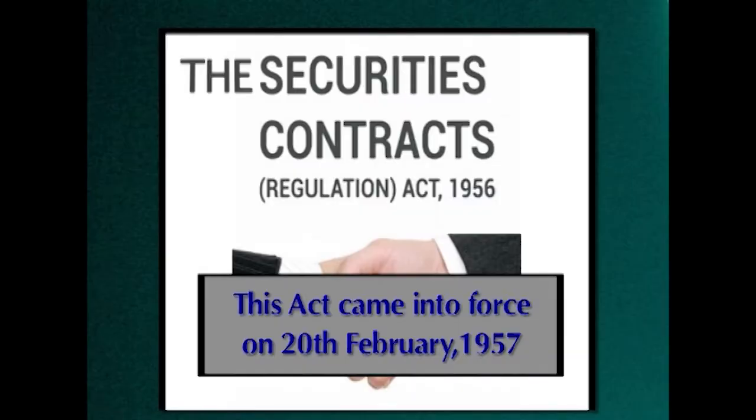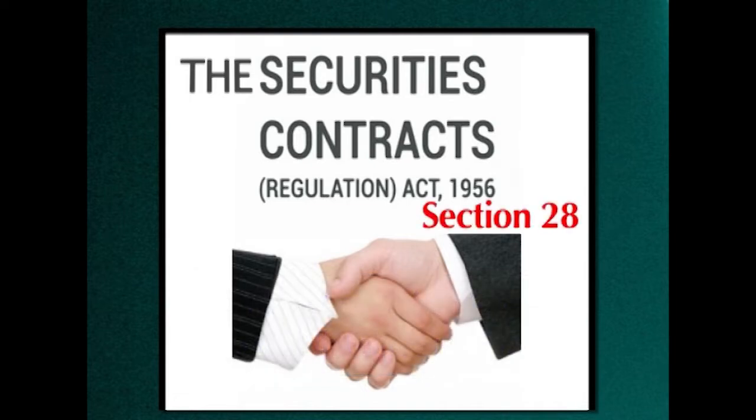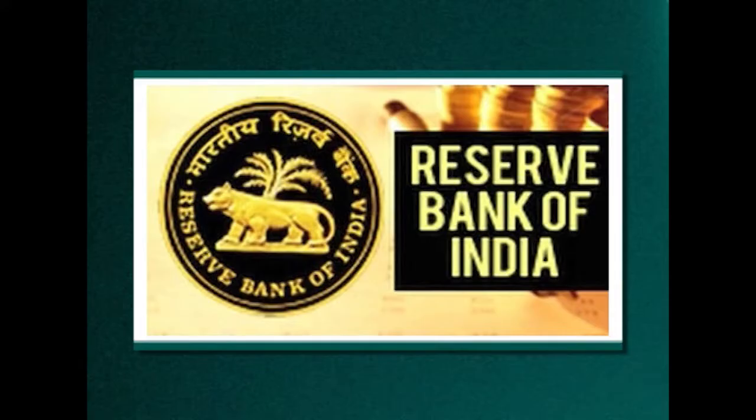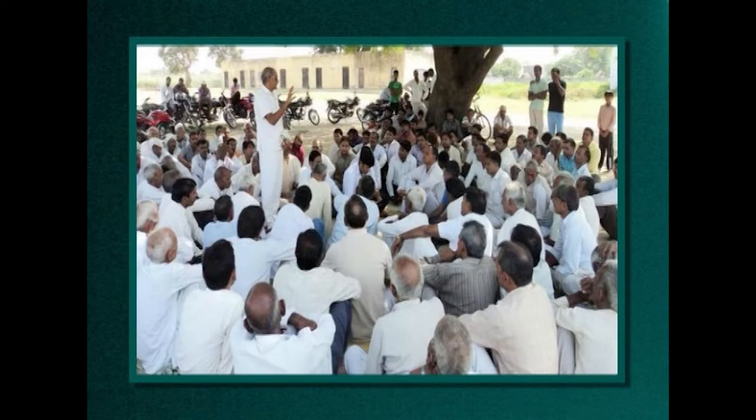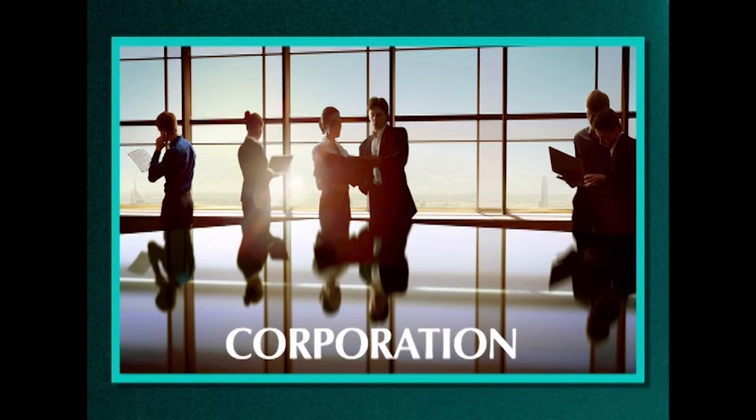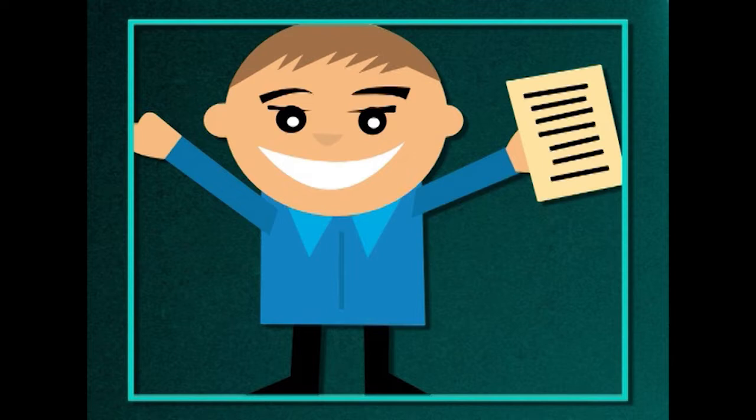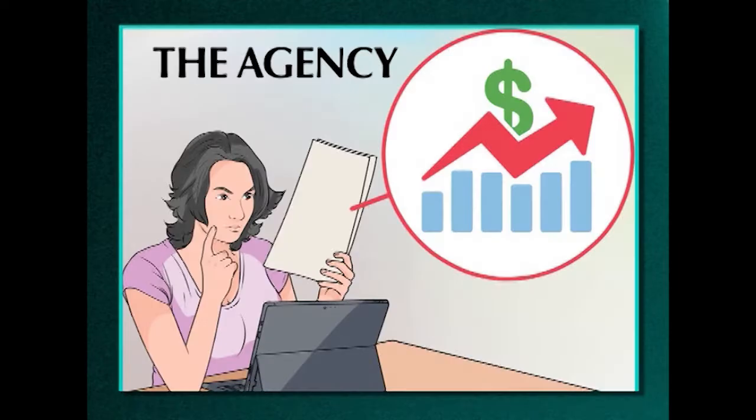This Act extends to the whole of India, including the state of Jammu and Kashmir. This Act came into force on 20th February 1957. Under Section 28 of this Act, the provisions of this Act shall not apply to the government, the Reserve Bank of India, any local authority, or any corporation set up by a special law, or any person who has effected any transaction with or through the agency of any such authority as referred to afore.